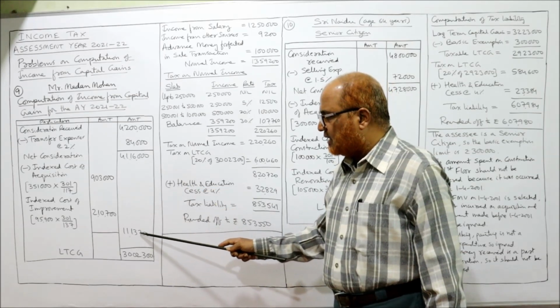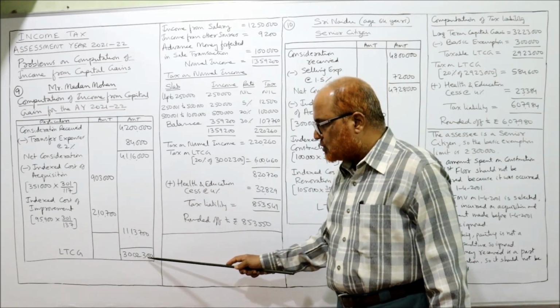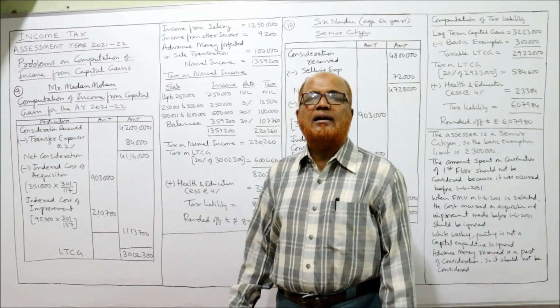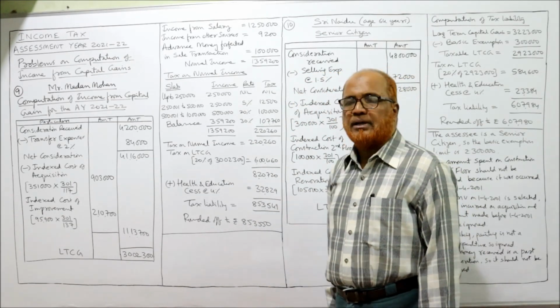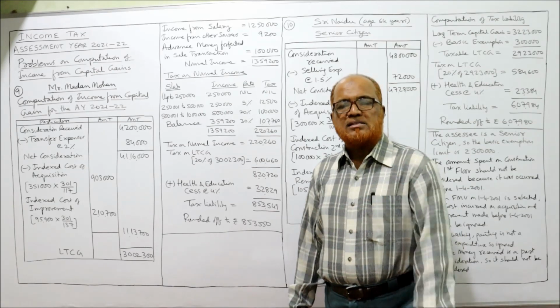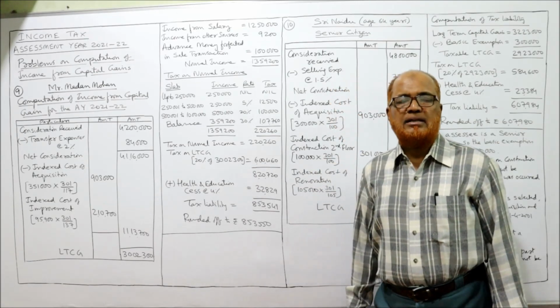Now subtract. 41,16,000 minus 11,13,700, 30,02,300. This is the LTCG, long-term capital gain. Now it is asking you to calculate the tax liability.